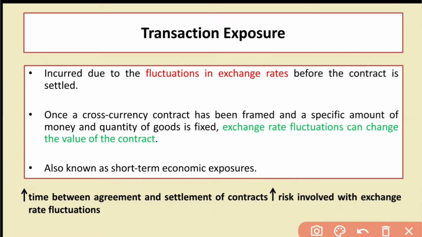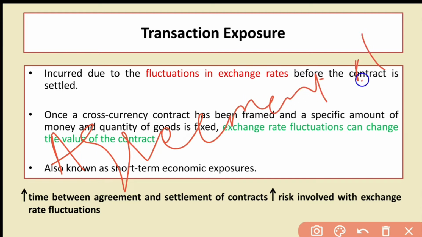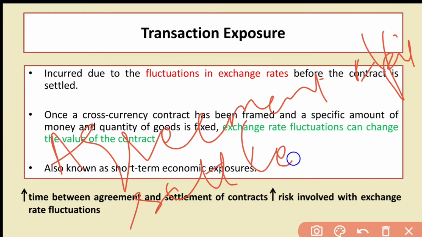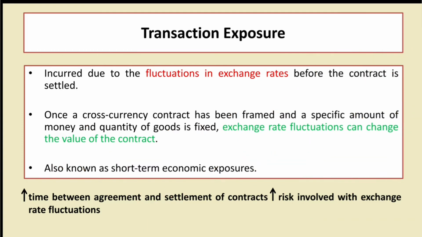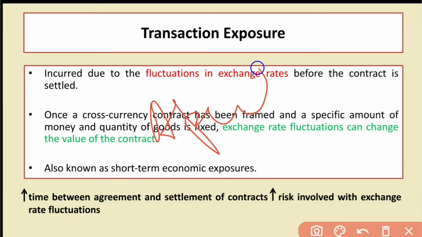How? Suppose the agreement was made in the month of April, right, and the settlement is done in the month of June. So how many months are there between the agreement and the settlement? April, May and June. That means 3 months. However, if the agreement was made in April but settled in December, how many months over here? Over here 9 months are there.